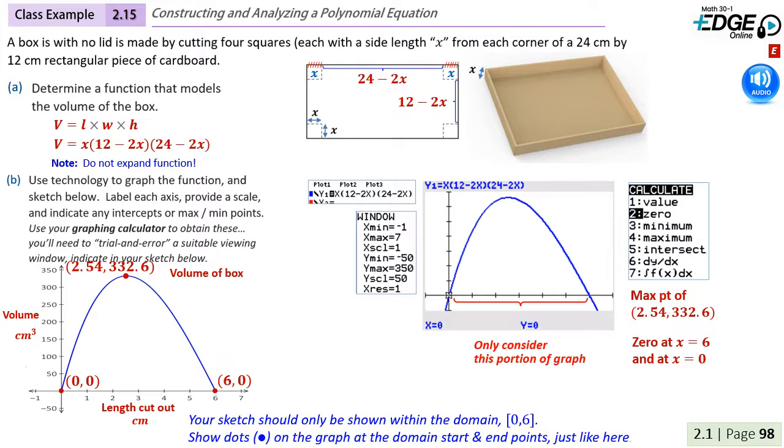As I mentioned earlier, we can use that x value to determine the actual measures of the dimensions, which is to say the height is 2.54, the length is 24 minus 2 times 2.54, and the width is 12 minus 2 times 2.54. And if you multiply those three values together, you should get 332.6.